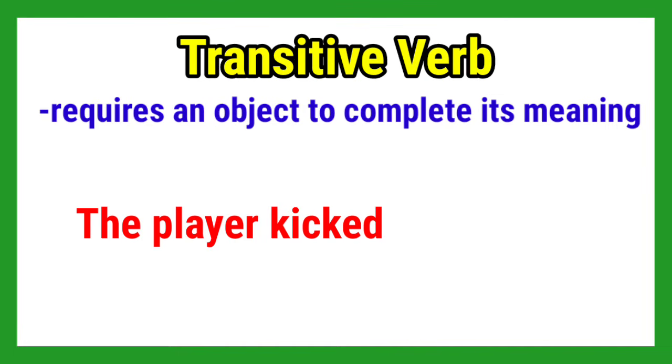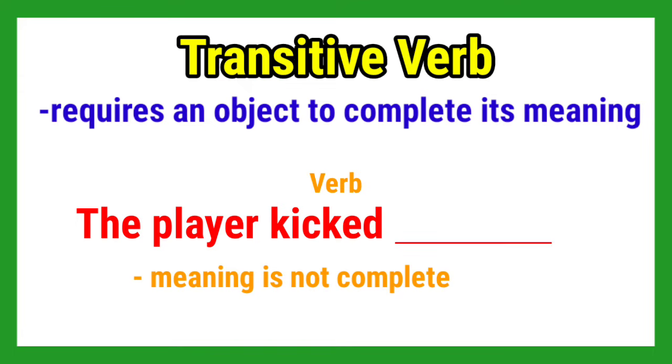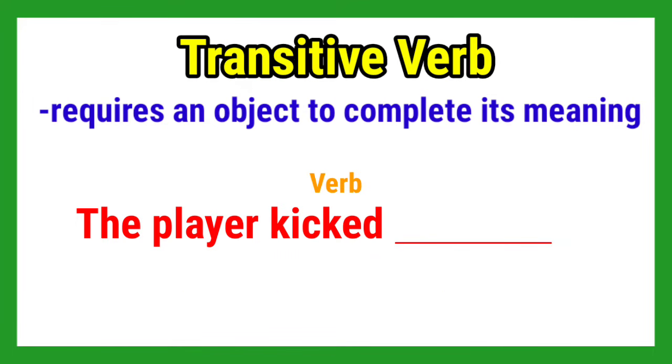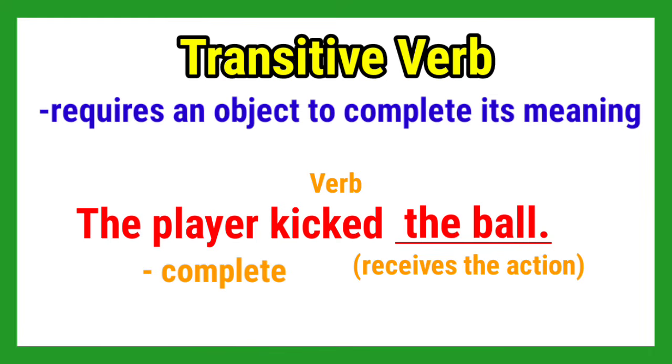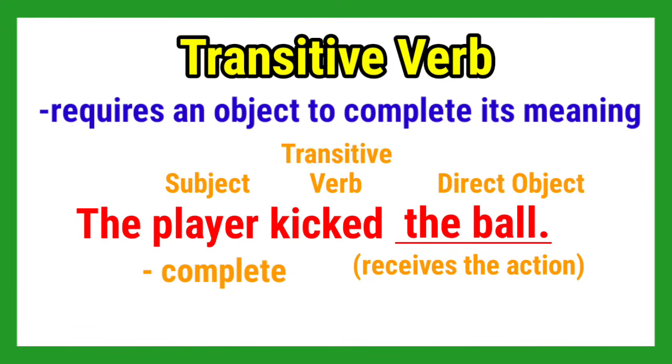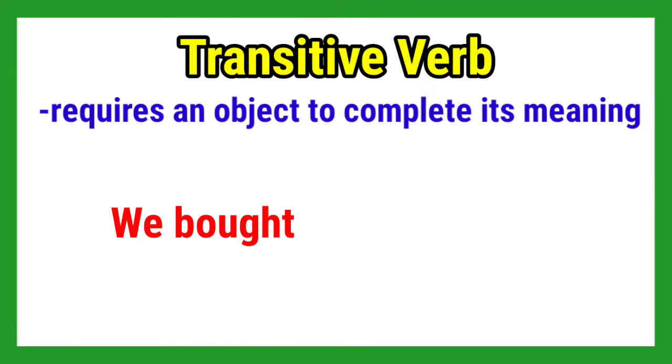The player kicked. The verb in this group of words is kicked. But as you can notice, its meaning is not complete. Something is missing, right? So we need to add something that receives the action. The player kicked what? Let's say the player kicked the ball. As you can see, it is now complete. We already have the subject, the verb, and the direct object. That is why in the sentence, kicked is a transitive verb because it needs an object for it to make sense. Okay? Another example. We bought.